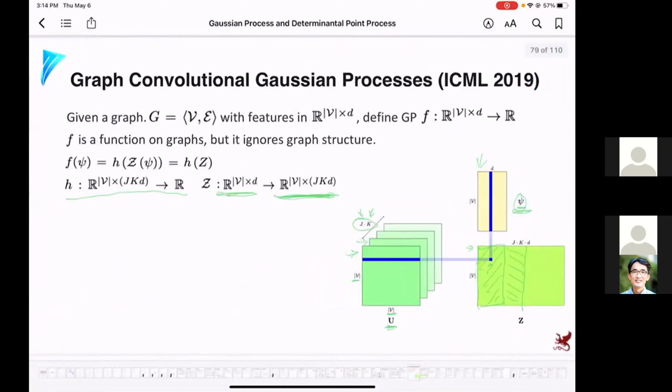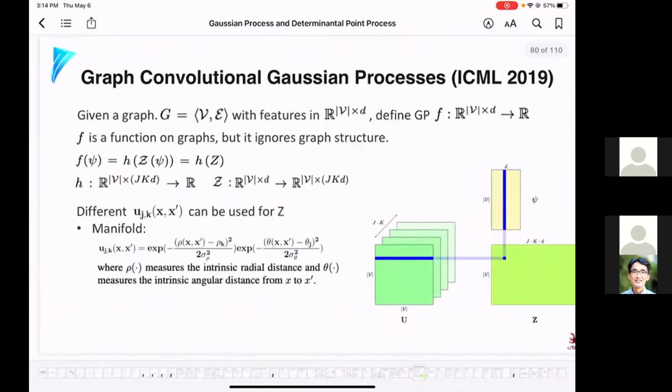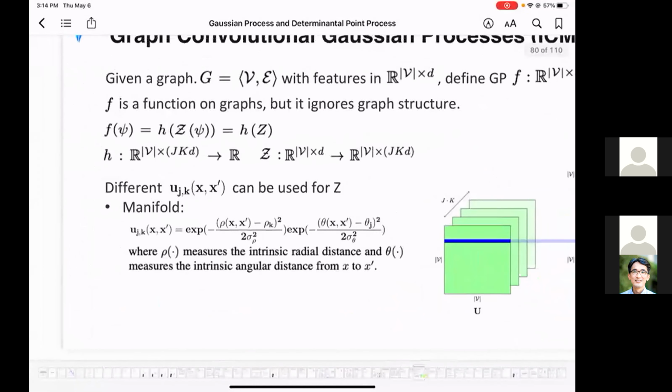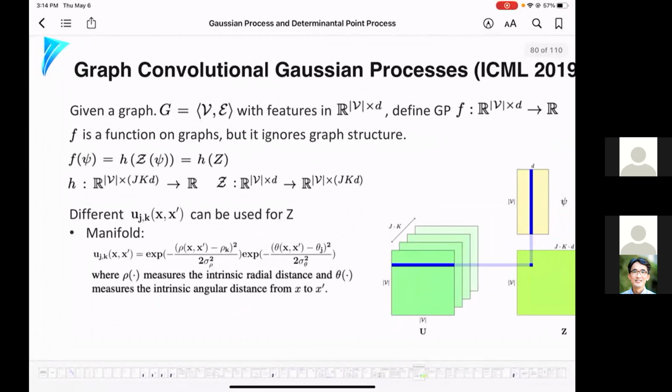What is that J and K? Yeah, thank you for this question. I'm about to mention this. So J and K are actually just something at a very high level. It depends on what kind of U function you use. In the paper, they give two examples of these U functions. The first one is that if the data you want to apply on is a manifold, then you can define your U function like this. It will contain two parameters, one corresponding to J, one corresponding to K.